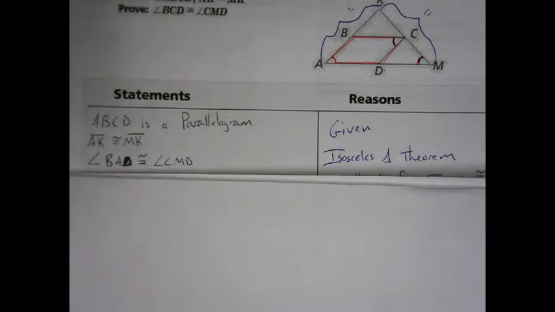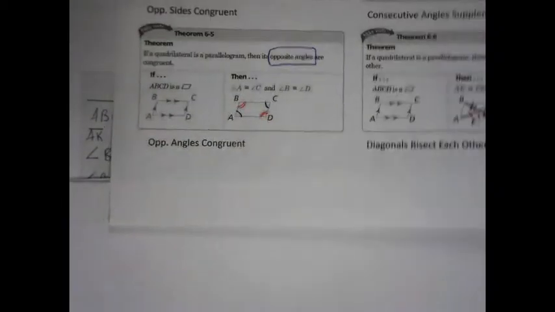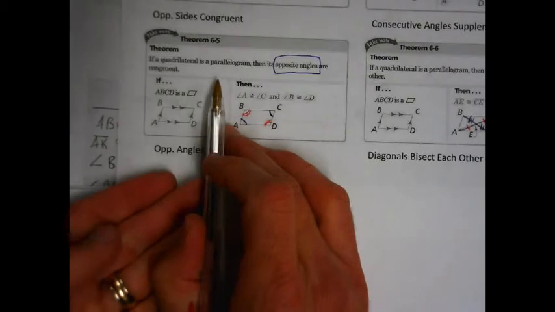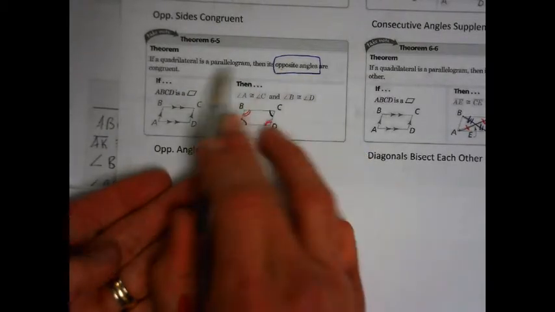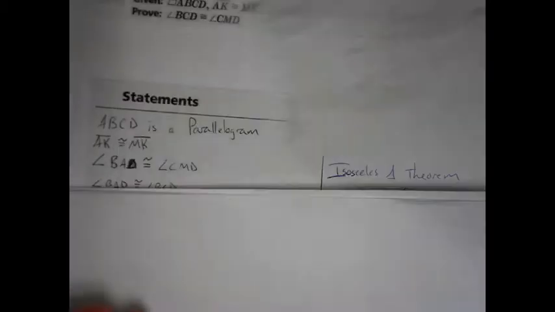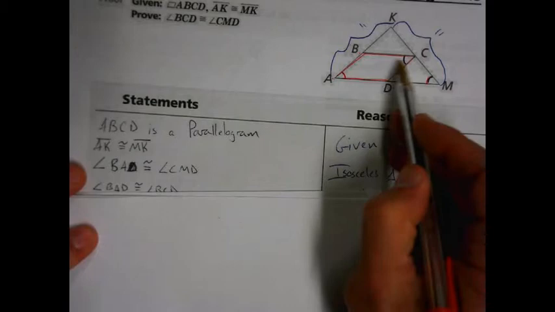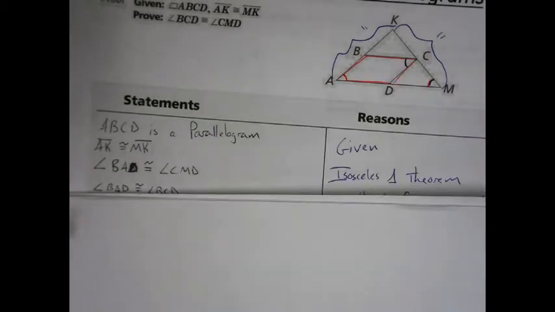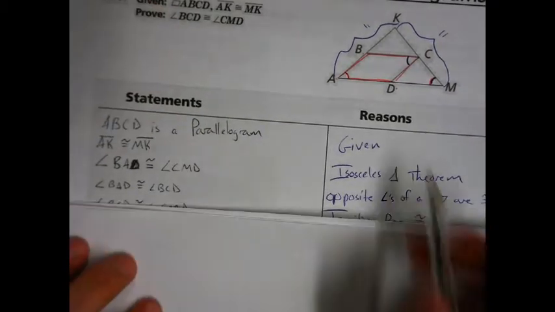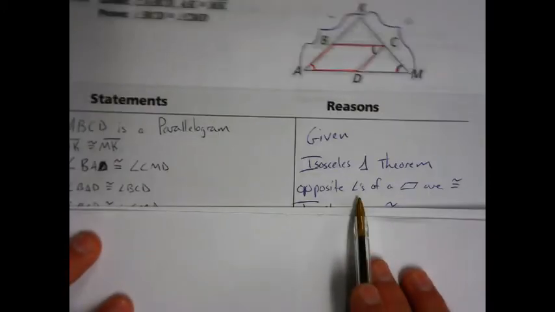Now, remember before when we said ABCD is a parallelogram? Do you remember the notes about parallelograms? If a quadrilateral is a parallelogram, opposite angles are congruent. That's a defining property of a parallelogram. So we can say that angle BAD is congruent to angle BCD because opposite angles of a parallelogram are congruent.